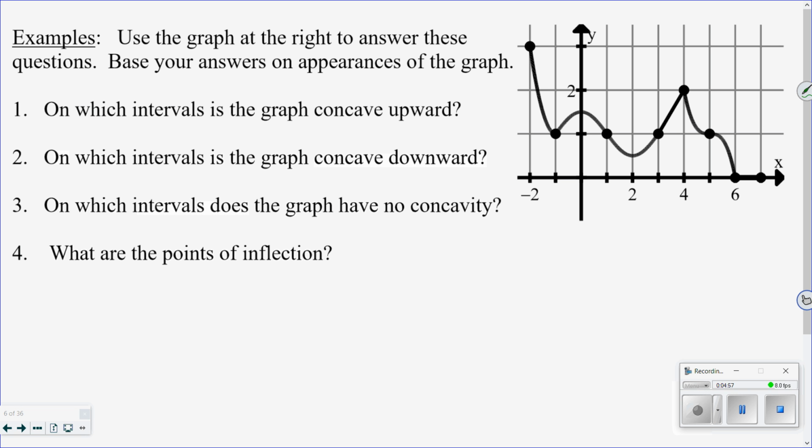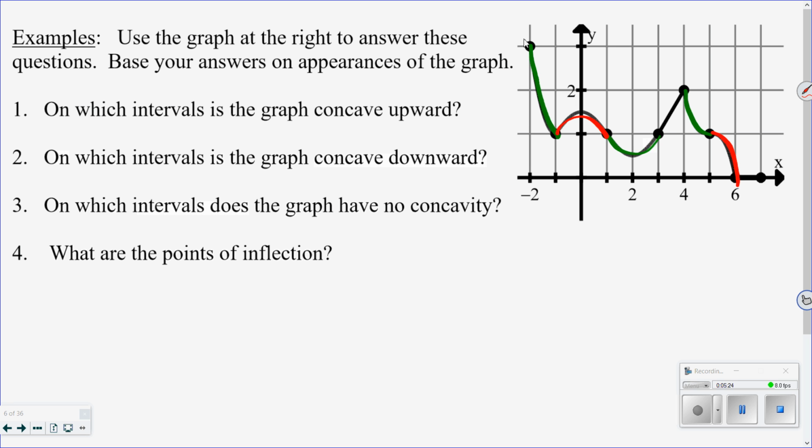All right, so in which intervals is the graph concave upward? That would be from -2 to -1, right in there. From 1 to 3, right in there, it's concave up. And from 4 to 5. Number 2, what are the intervals when it's concave downward? Well, it's concave down from -1 to 1, right in there. From 5 to 6, right in there.